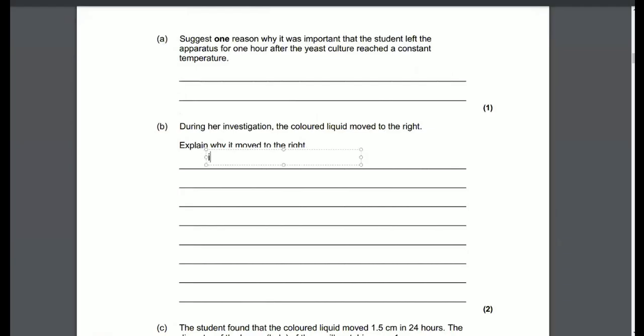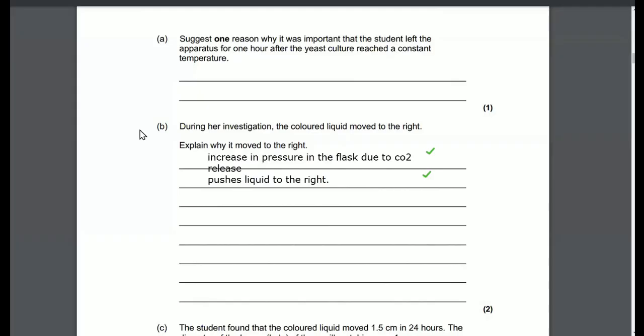So increase in pressure in the flask due to carbon dioxide release pushes liquid to the right. So it's moving down a pressure gradient towards the lower pressure side, which will be on the right-hand side. And that will get us the marks. Look, all those lines, you don't really need all that space.